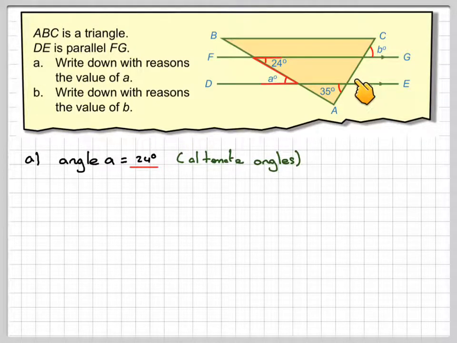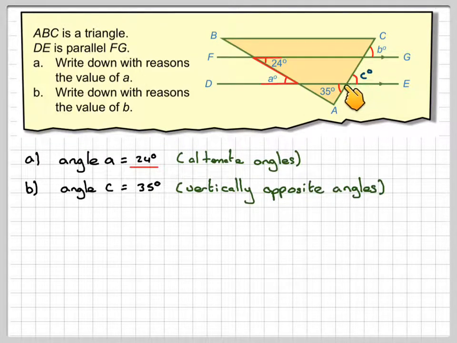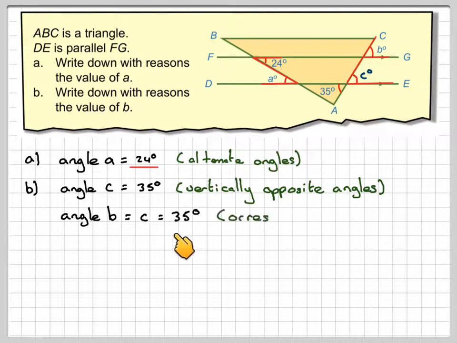Right, now we've got to find B. Well, first of all, I'm going to find this one here, and I'm going to call this angle here C. Now, angle C is equal to 35 because these two lines cross, these are vertically opposite. And then I can use the idea of an F angle or corresponding angles, that these two are then equal. So angle B will be equal to C, which is 35, corresponding angles.